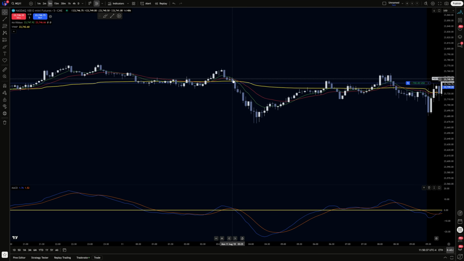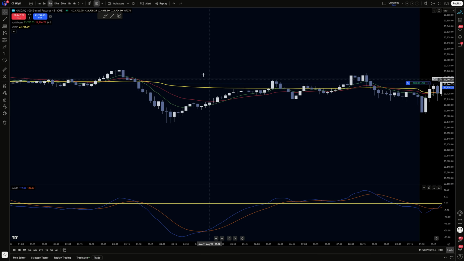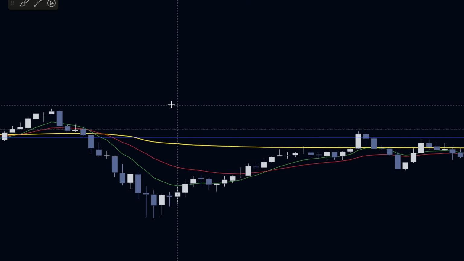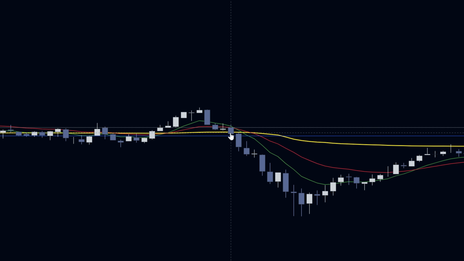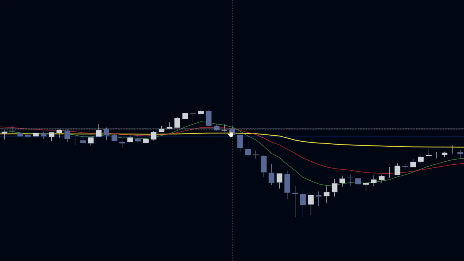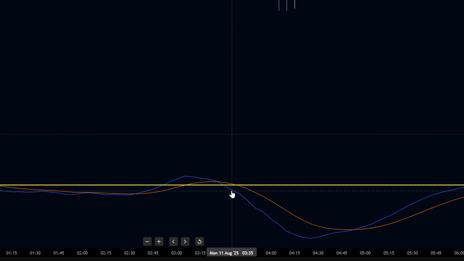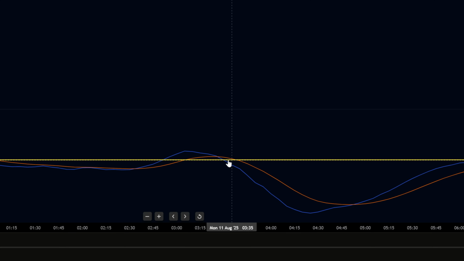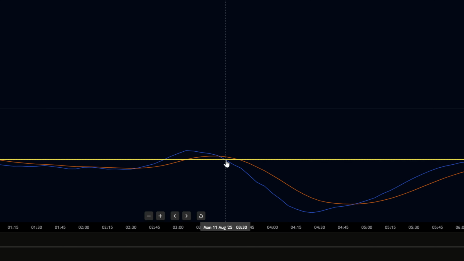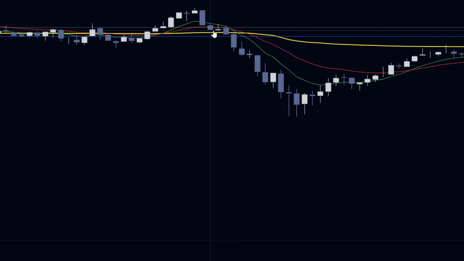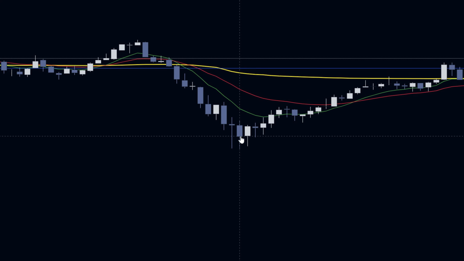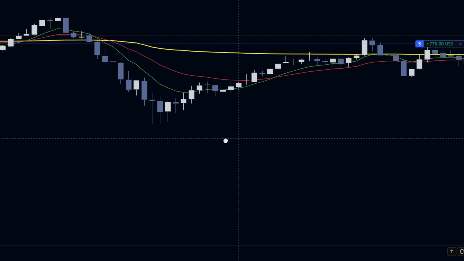So what we have here, if we can zoom on in, we have price action crossing the 9 and the 21. We also have it crossing the VWAP, which is another vote of confidence. And then you have the MACD and signal line crossing the neutral line right here. This gives me all the confidence for a bearish move.